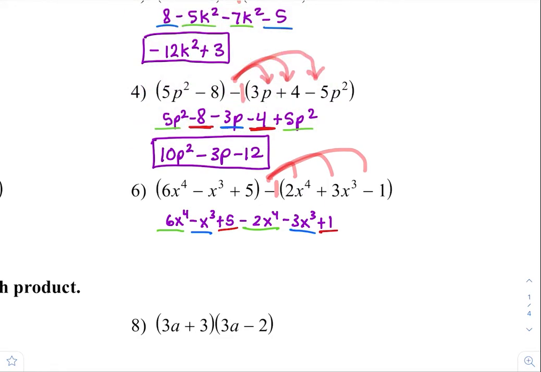So combining like terms for the greens, 6x to the 4th minus 2x to the 4th, so 4x to the 4th. Blues, negative x to the 3rd minus 3x to the 3rd is minus 4x to the 3rd. And the reds, 5 plus 1 is 6. And there you go.